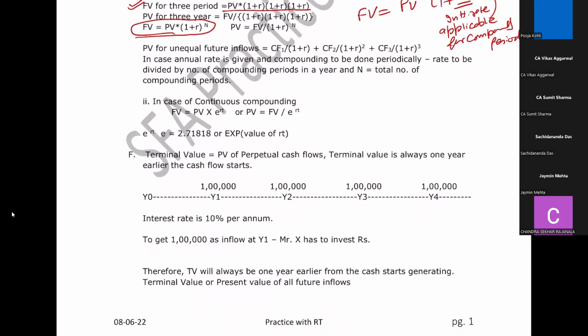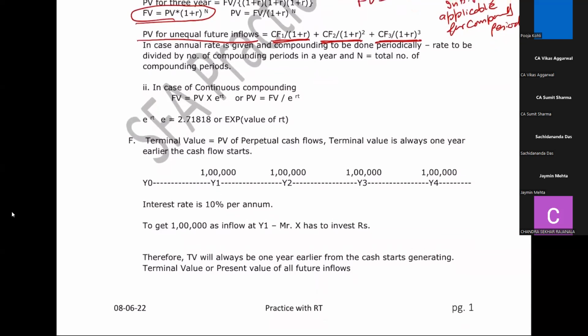If we have the present value and we have to find the terminal value for unequal future cash flows, then we have to divide each cash flow individually with these formulas. We will practice it in the coming slides.